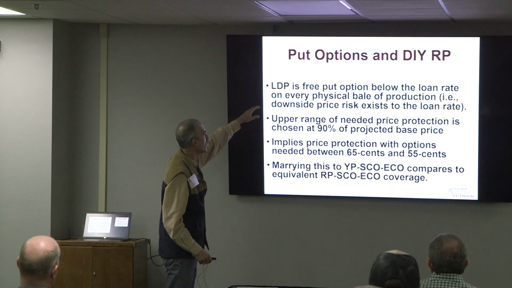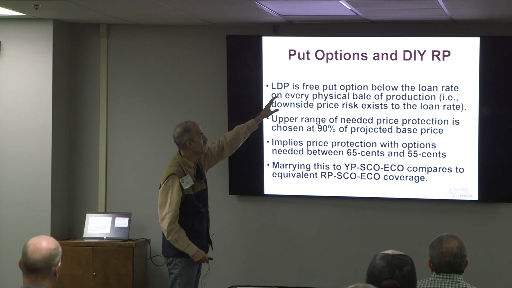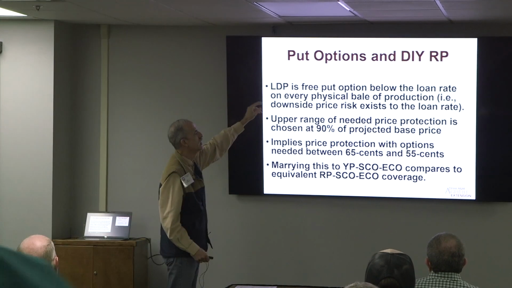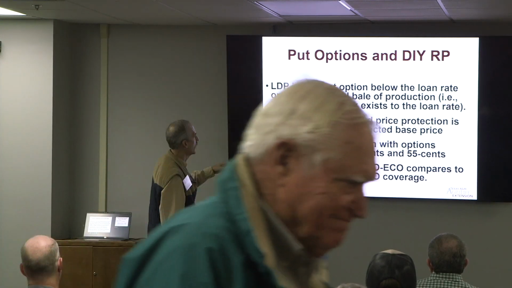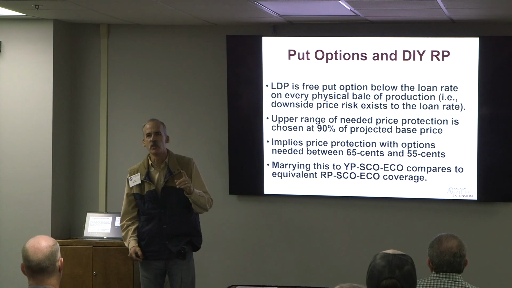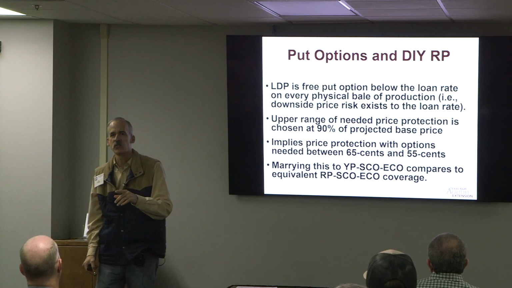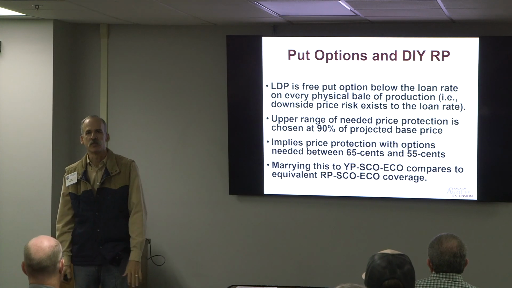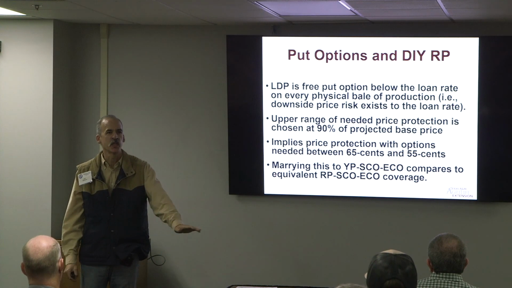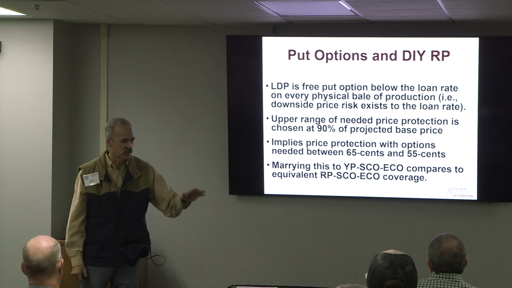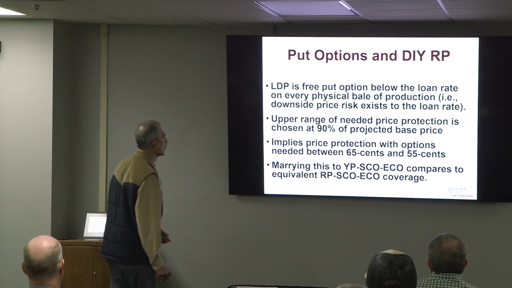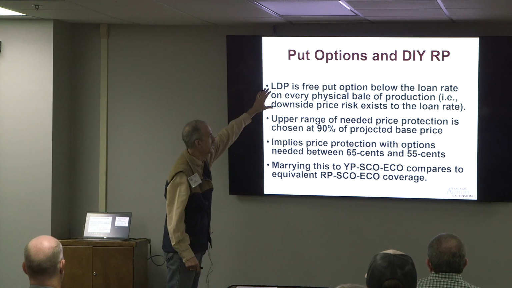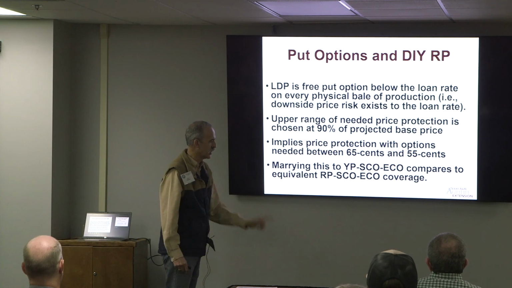Okay, well, you can do the same thing with options combined with a cheaper yield policy. So this is an example of how to do that. First of all, let me make the point, you don't need protection against falling prices below a certain level. That level is the loan rate. Uncle Sam is giving you a free put option at the loan rate, which would be 55 cents, I think, for the 26 crop. So you've got downside protection way down there and down.